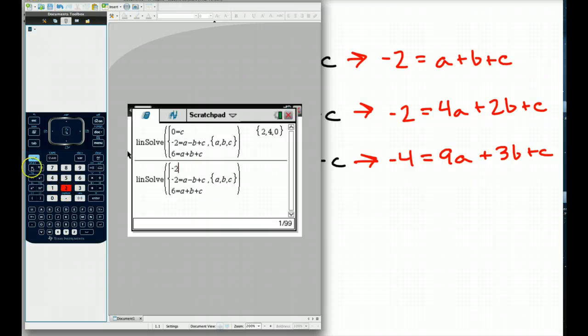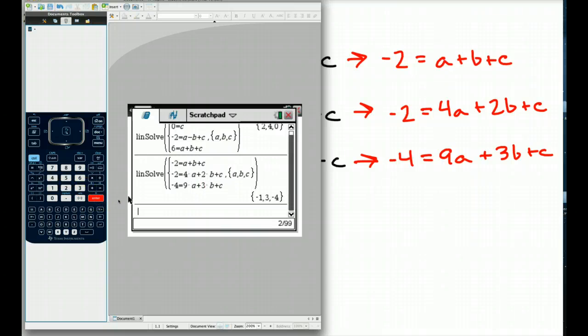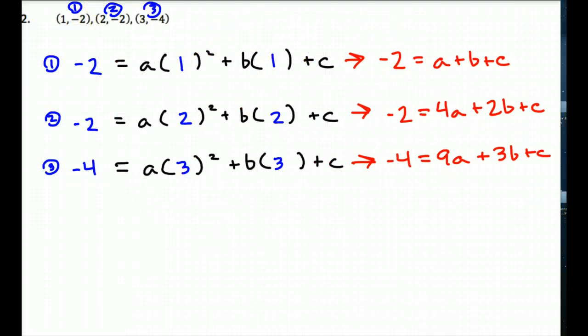So negative 2 equals a plus b plus c is my first equation. My second equation is negative 2, which I already have here from last time, equals 4a plus 2b plus c. And then my last equation is negative 4 equals 9a plus 3b plus c. And if I solve that, I get a is negative 1, b is positive 3, and c is negative 4.